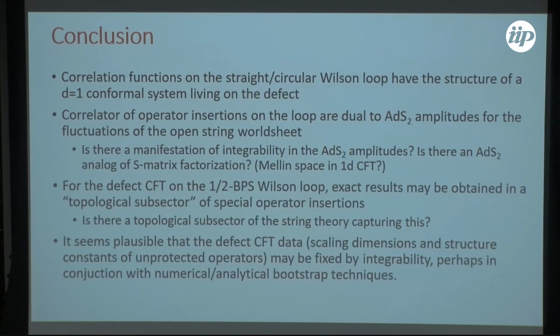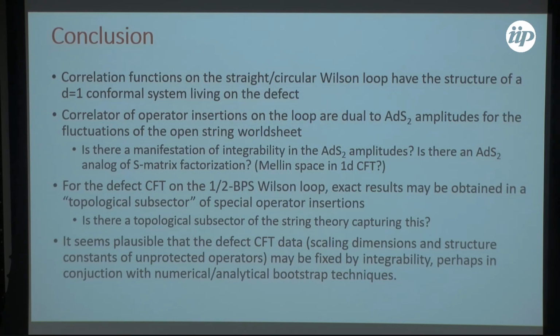Okay, so I think I'm already out of time. Let me just conclude. Correlation functions on the straight or circular Wilson loop, either supersymmetric or non-supersymmetric, have the structure of a d=1 conformal system. So it's like a defect CFT. Correlators of the operator insertions at strong coupling can be obtained using the AdS2 worldsheet. So it's like an example of AdS2/CFT1, where the AdS2 in this case comes just from expanding the Nambu-Goto action around this classical solution.